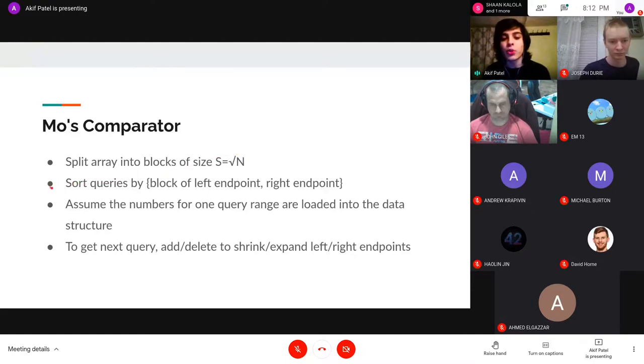Then we're going to sort the queries in this very specific way. The way we sort it is by this. First we sort by which block the left endpoint appears in. So we index all the blocks from block 1, block 2, block 3, and so on. And we see which block the left endpoint of that query appears in. Then secondarily, we sort just by the right endpoint, okay?